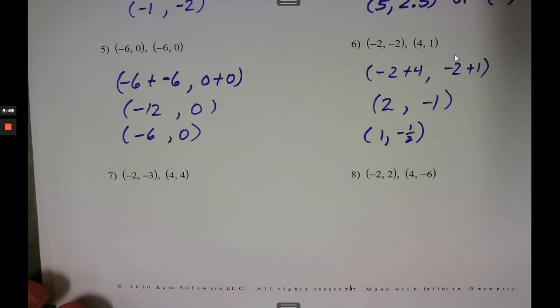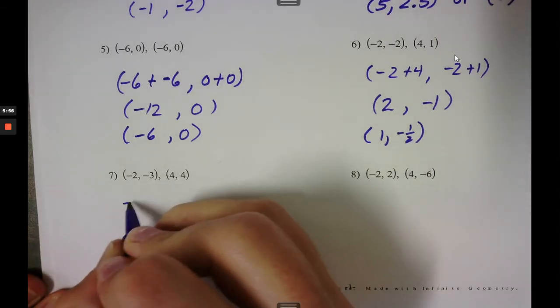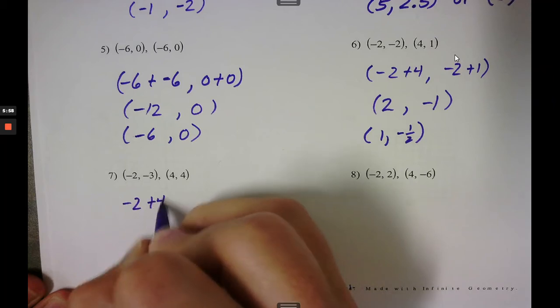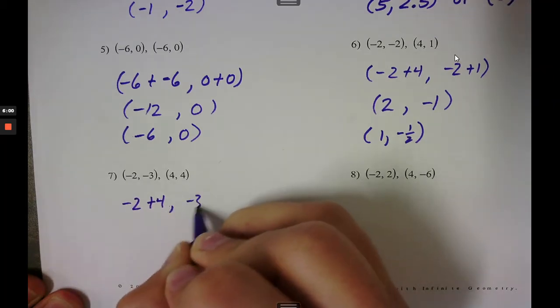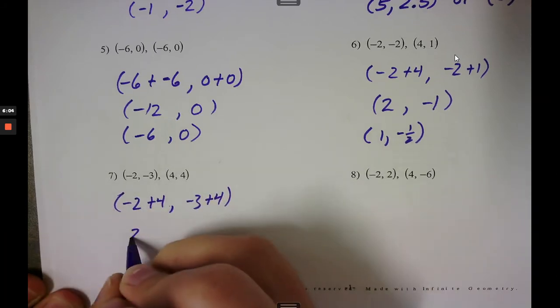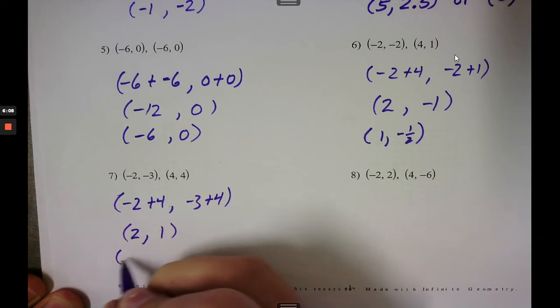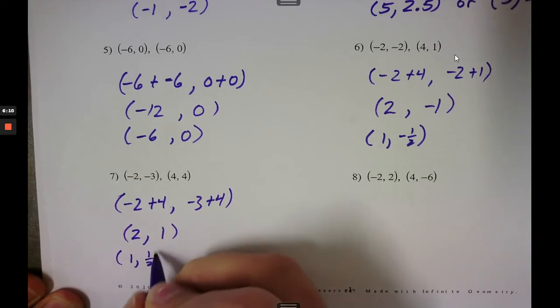Alright, only 2 left on the front, and then we're going to talk about how to handle the graphs on the back. So, negative 2 plus 4, negative 3 plus 4, we get (2, 1), half of each, (1, 1/2).